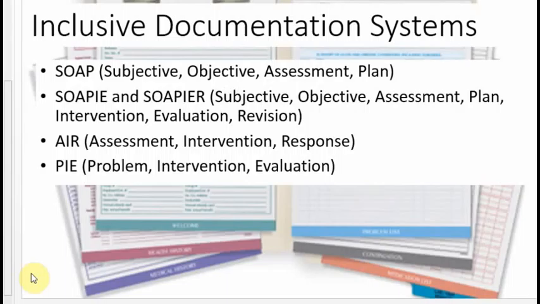And the last type of documentation system is PIE, or problem, intervention, and evaluation. Using this system, a care provider would ask the following questions and then document each response. So what was the client's problem? What did I do about it? What were the results? Again, exactly what AIR pretty much said.